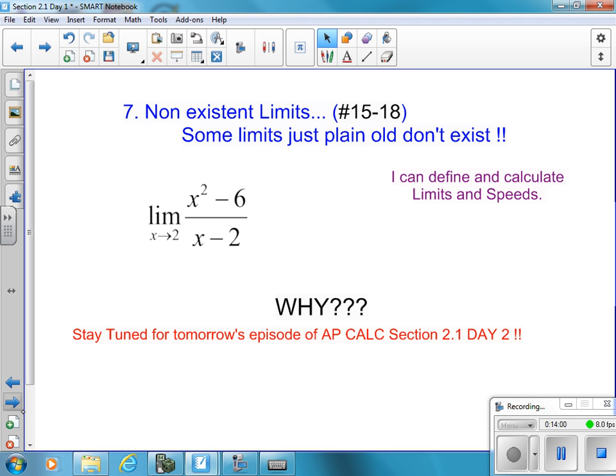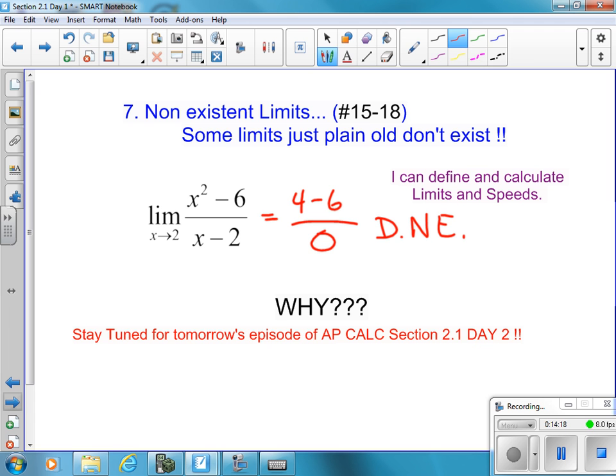Last but not least, we have non-existent limits. Some of them just don't exist because when you plug a 2 in, the denominator equals 0. So you have 4 minus 6 over 0. It just does not exist. Sometimes I write this as DNE.